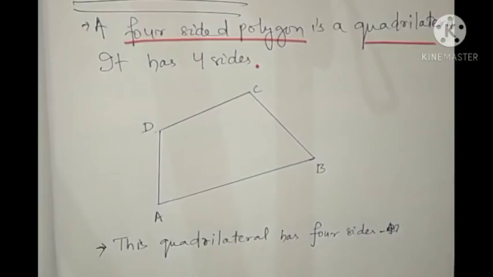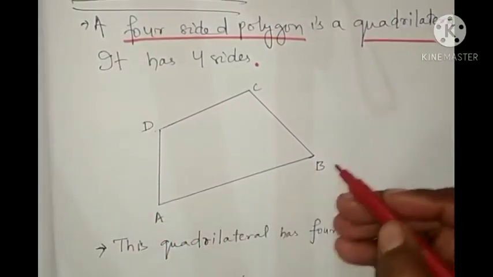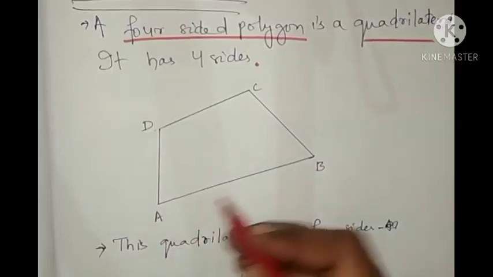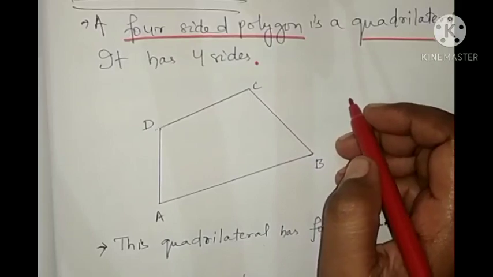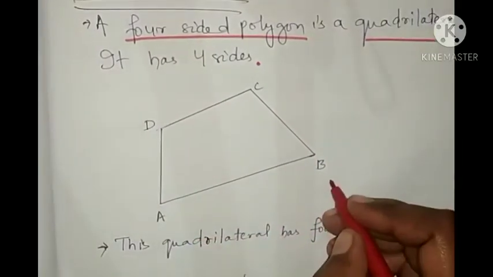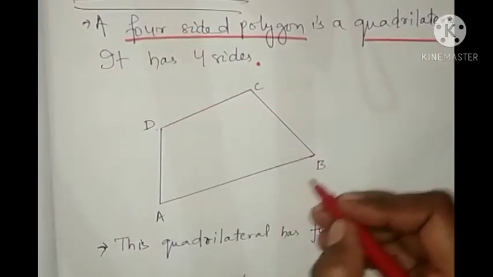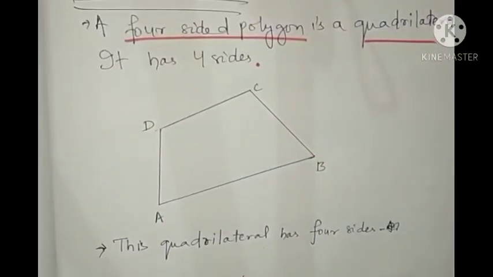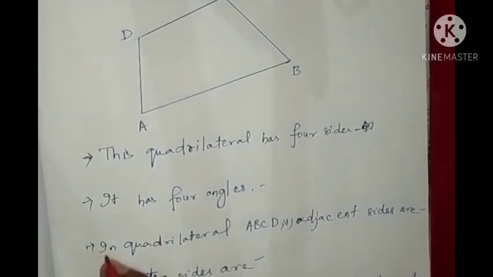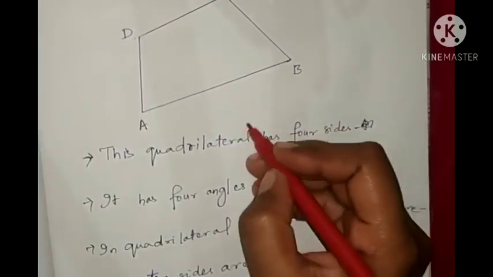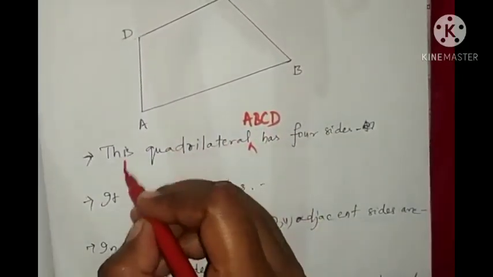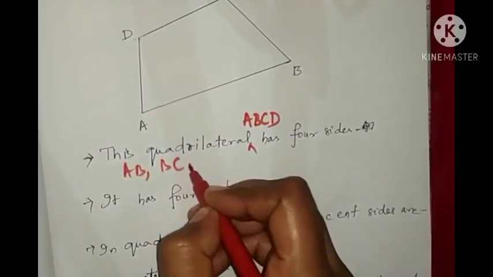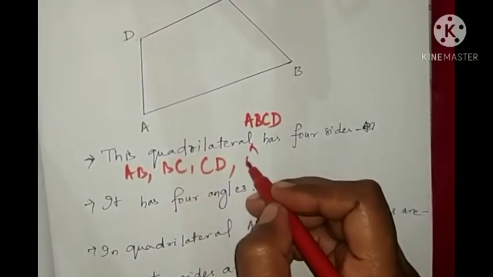Okay, so we can write it in a cyclical manner, like after A we'll put B, C, D. Last time I told how we can put either anti-clockwise or clockwise direction, but we have to put it in a cyclical manner. So this quadrilateral ABCD has 4 sides: AB, BC, CD, DA.